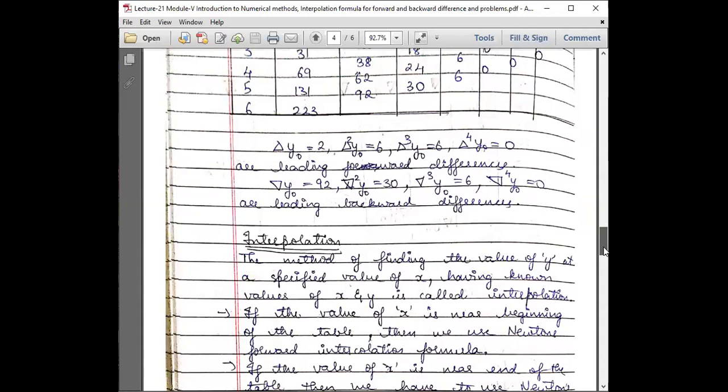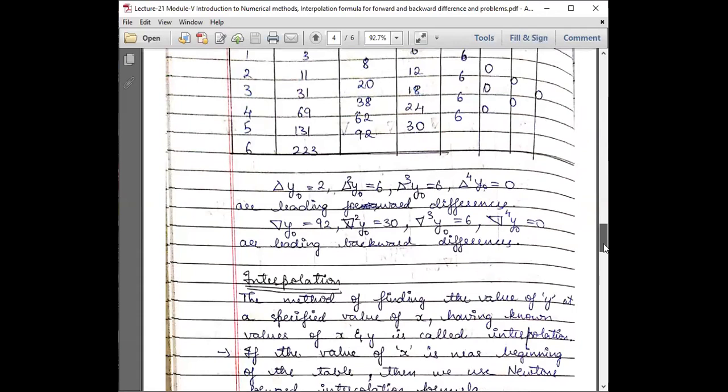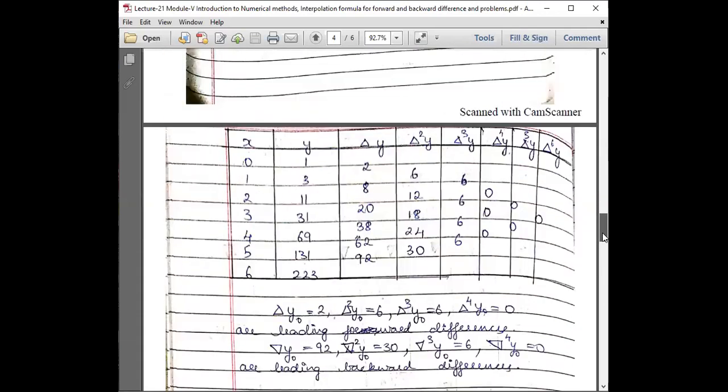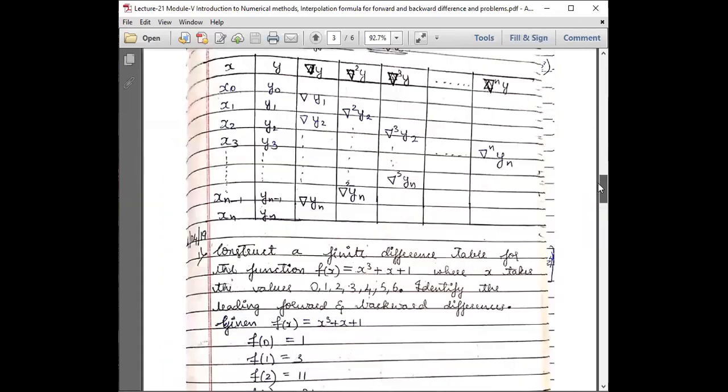Explain once again, sir, from the starting part. From the starting part, can you explain once again?